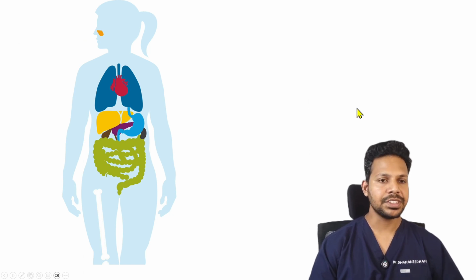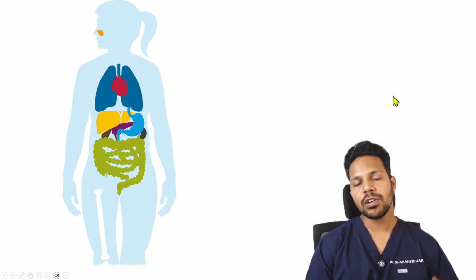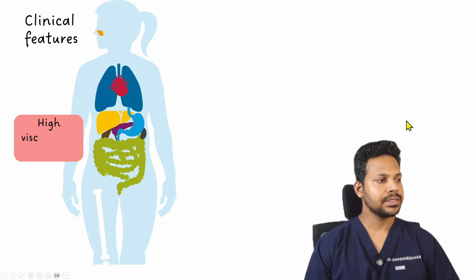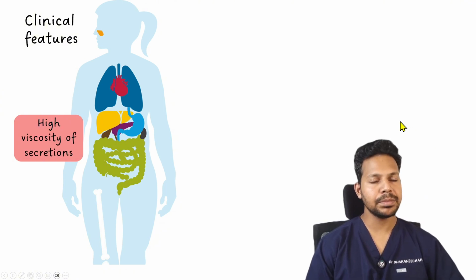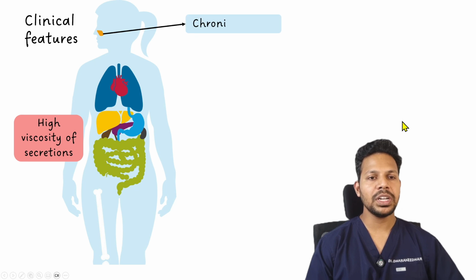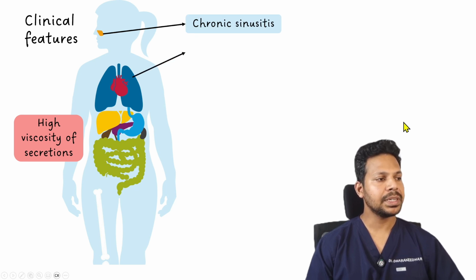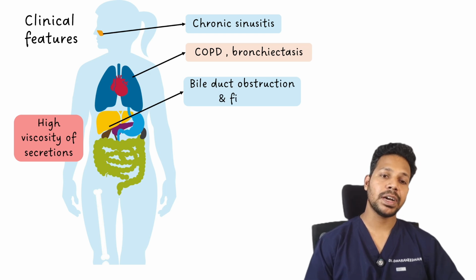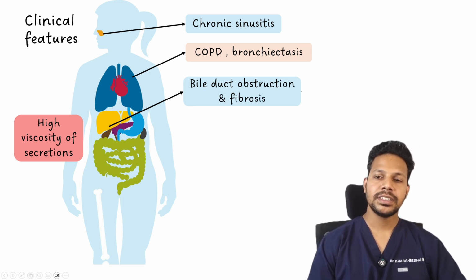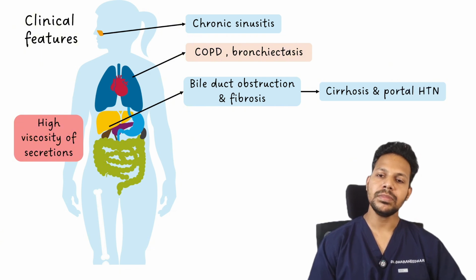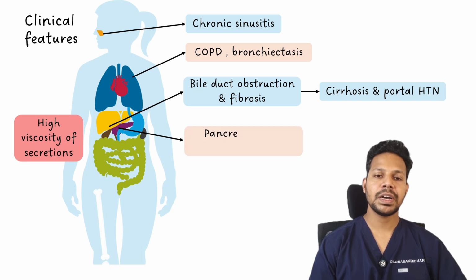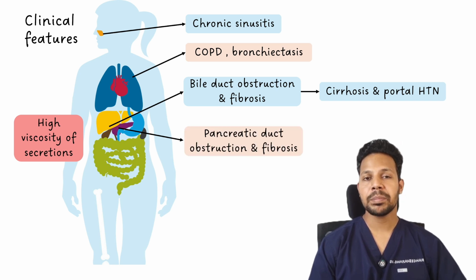Now let's look at the clinical features. The cystic fibrosis can involve multiple parts of the body and multiple systems. So let's start with the sinuses. The highly viscous secretions is the main reason, and the patient will have chronic sinusitis. In regard to the lung, the patient will have COPD and bronchiectasis. In regard to the liver, the patient can have bile duct obstruction and fibrosis that can eventually result in cirrhosis and portal hypertension. And in regard to the pancreas, there is pancreatic duct obstruction and fibrosis. Of course, that will result in chronic malabsorption.